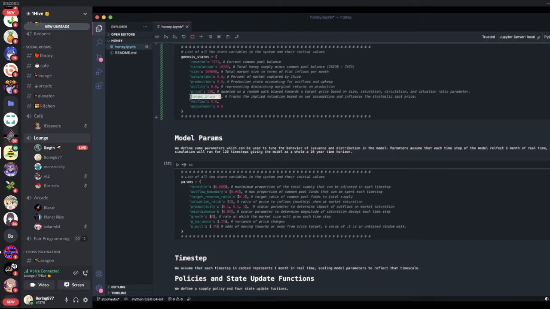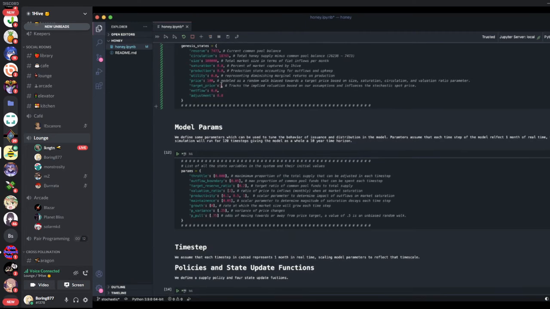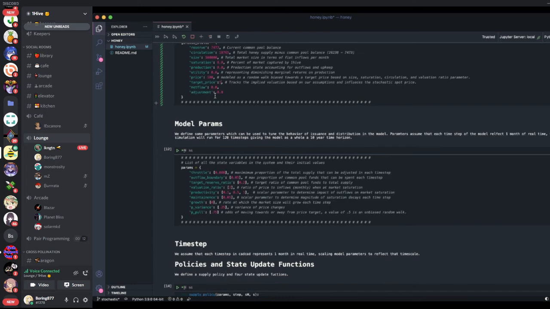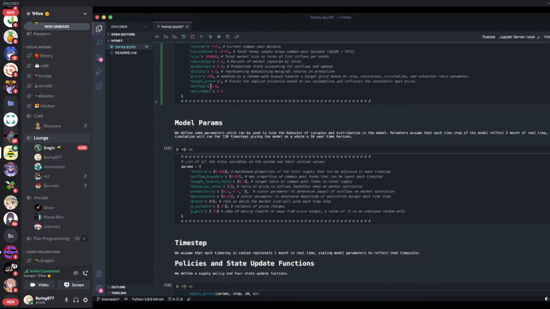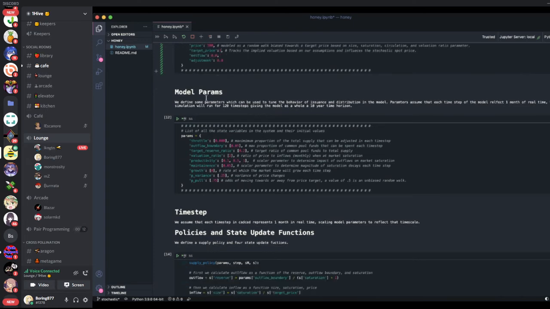And then there's this target price, which is basically an assumed valuation determined based on the level of saturation in the market, the amount of circulating supply that remains, and the total number of tokens. So there's a valuation heuristic. And then we track net flow and adjustment, which are changes to the supply, and track whether inflows are exceeding outflows to the common pool, so that we can chart them at the end.